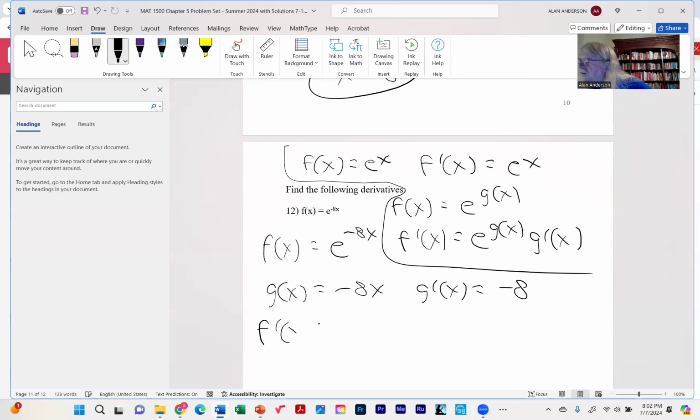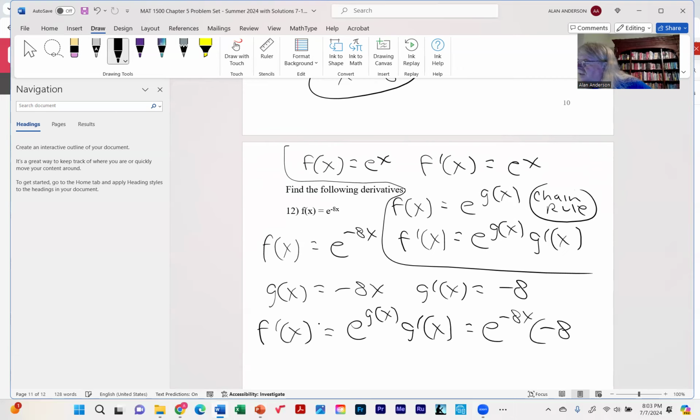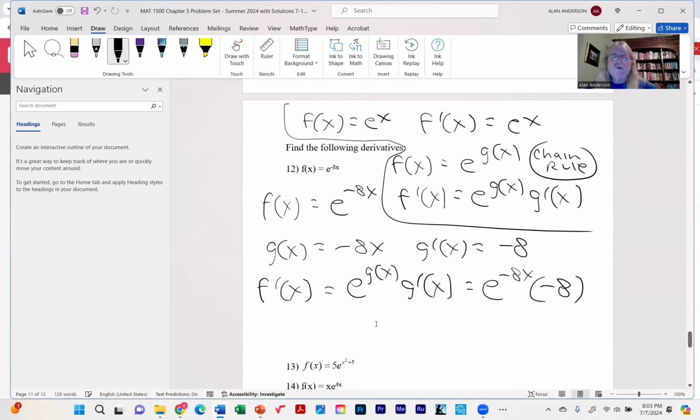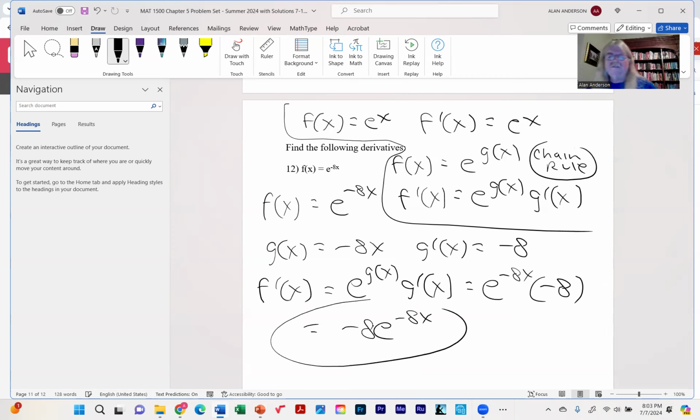So we end up with, and by the way, don't forget, this is an example of the chain rule. So we're going to end up with e to the g of x, g prime of x, meaning e to the minus 8x times minus 8. And if you don't like it the way it looks, aesthetically, it might be more pleasing to write it as negative 8 e to the minus 8x. Of course, it doesn't make any difference.